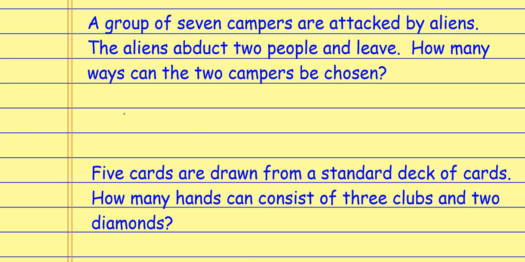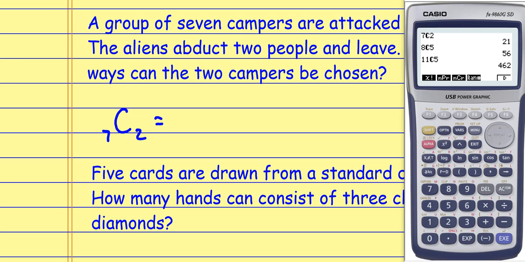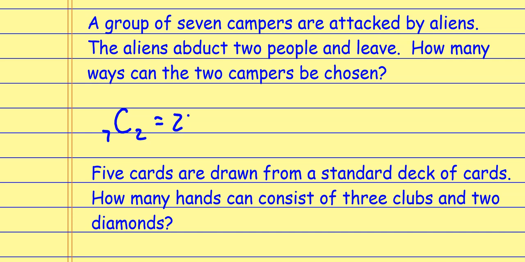Okay, so the combination of 7, and then it's choose 2. And again, on the calculator, you punch in the 7, then the combination button, then the 2. You hit enter, and you get 21. All right?